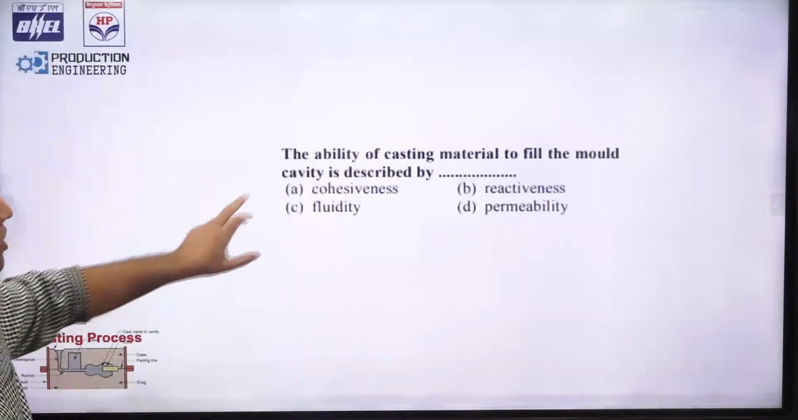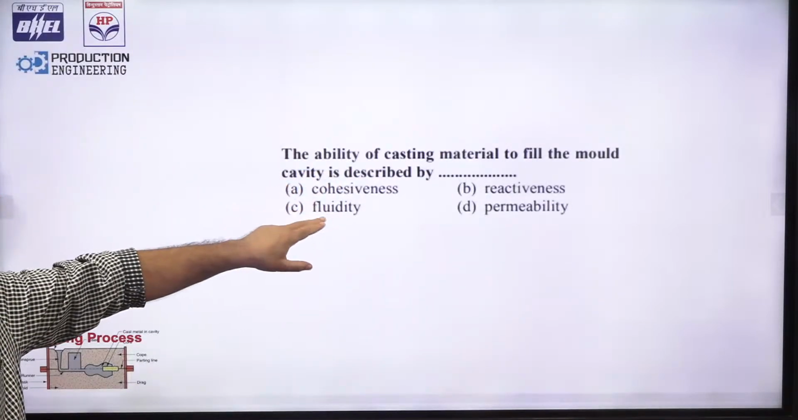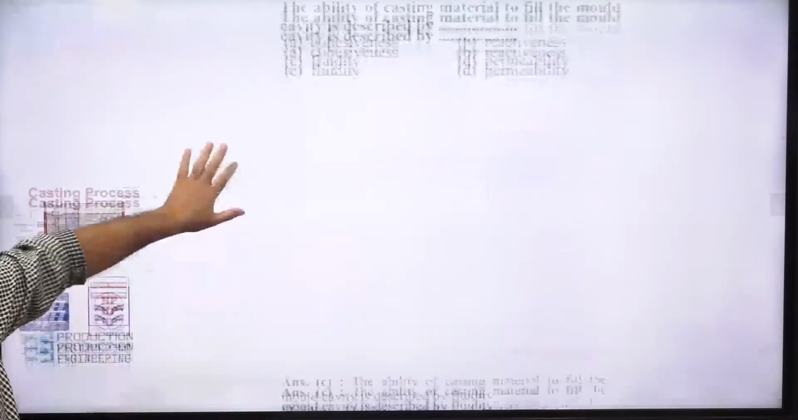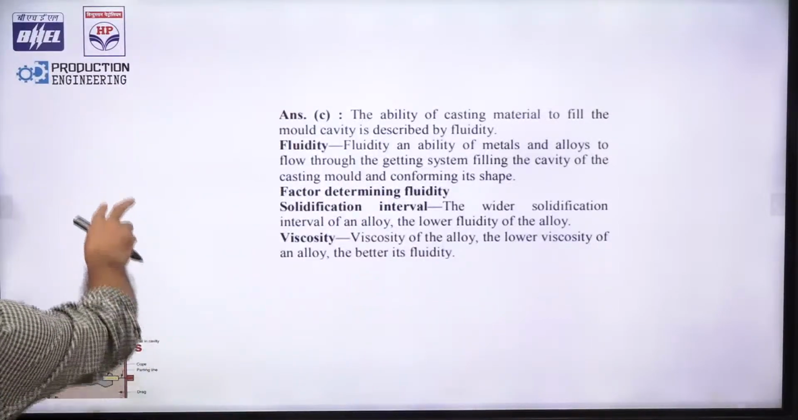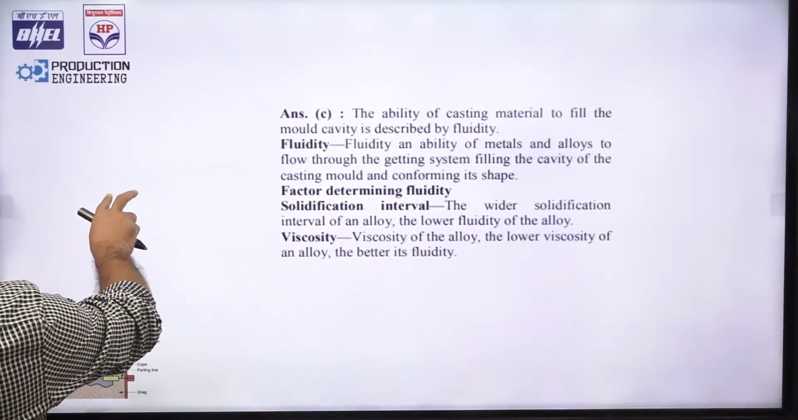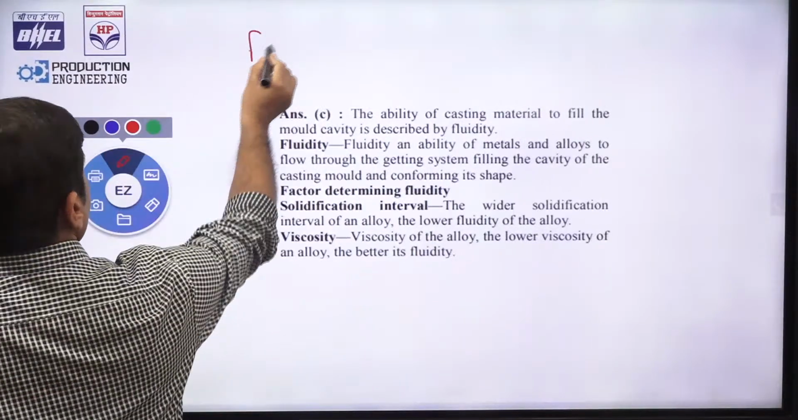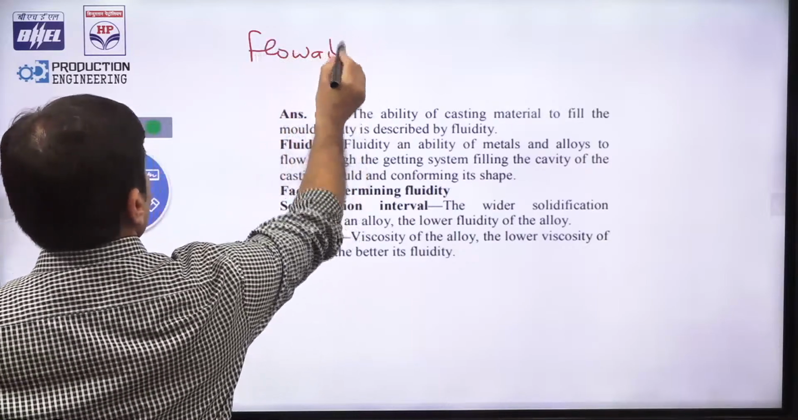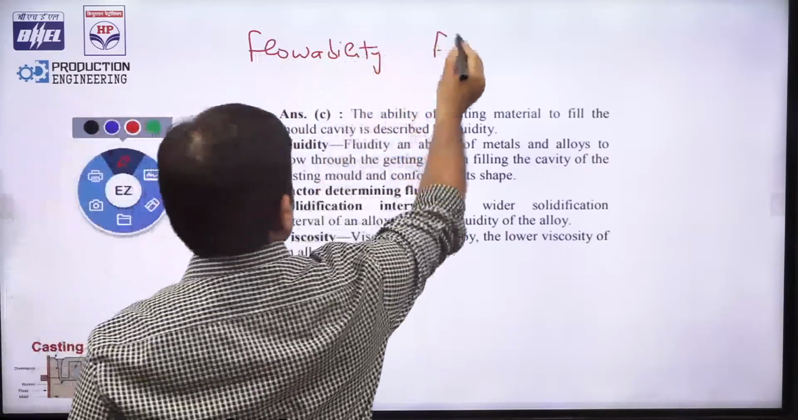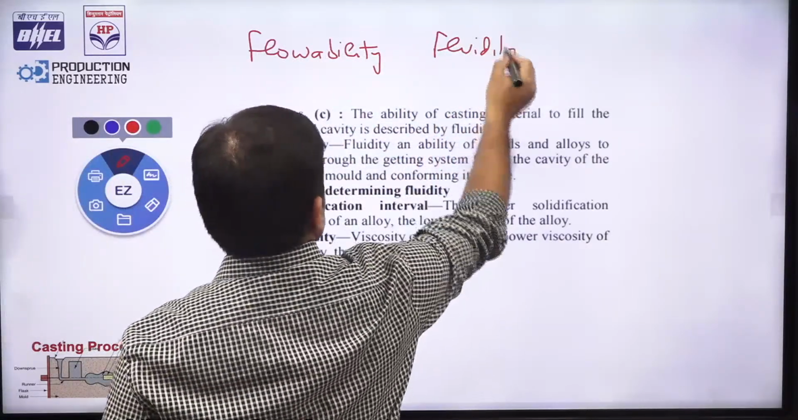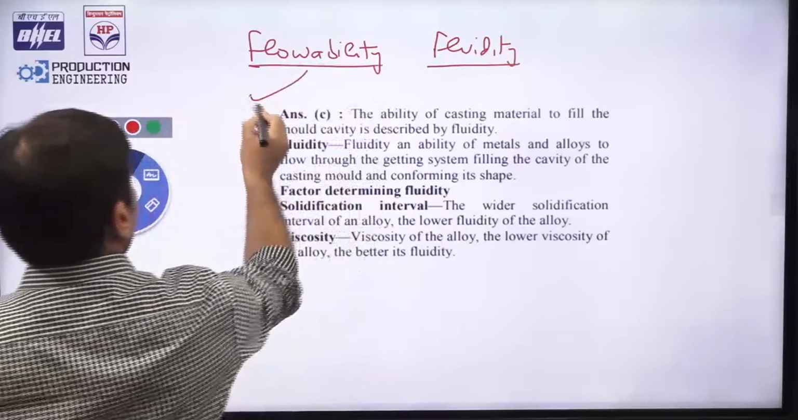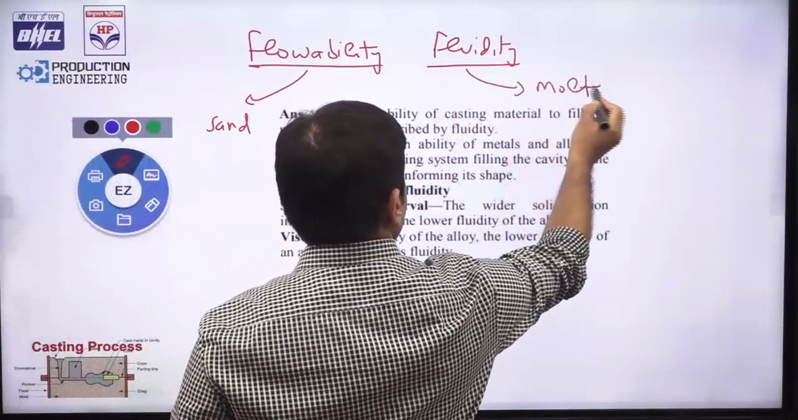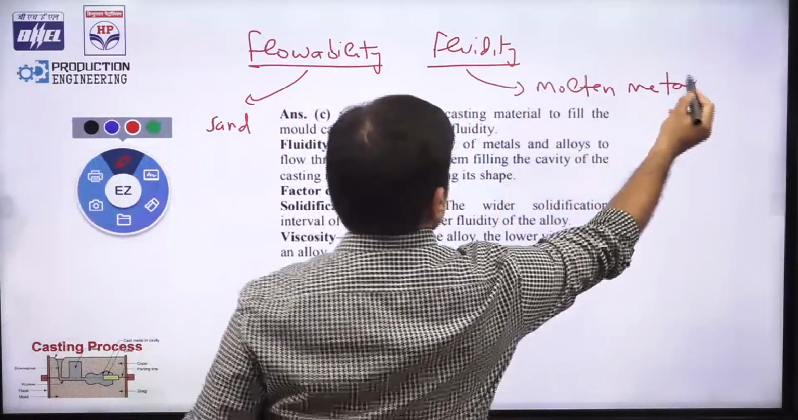See, flowability and fluidity are two different things. Fluidity is the property of the fluid, how easily it can flow and fill the mold cavity. Flowability is something different, that is related to the sand. These are two different things, so don't make the mistake. Flowability is related to sand. Fluidity is related to molten metal.